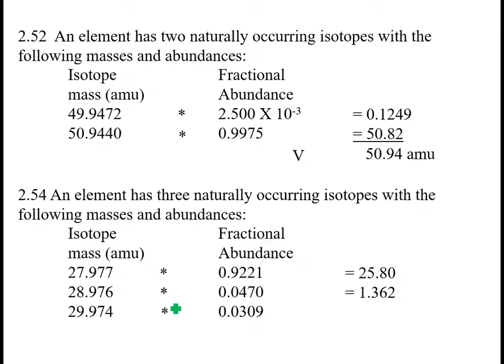29.974 times 0.0309 is equal to 0.9262. And then I add up these 3, so 25.80 plus 1.362 plus 0.9262 gives me 28.09. And again, units are AMU.